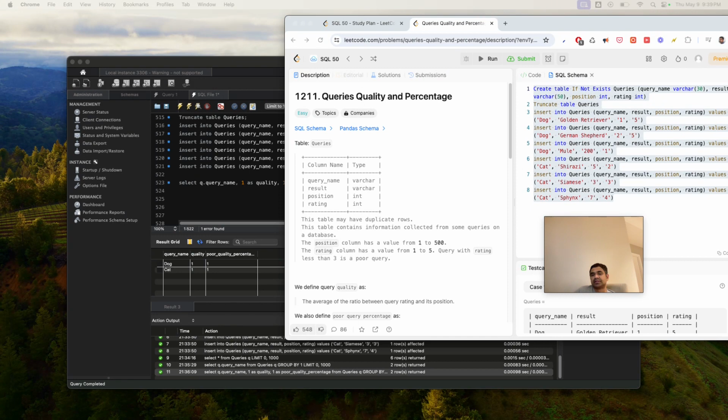So case. So just use a case. That's fine. Let me check if there are any other ways of doing this. But I guess that's the only thing we can do in this case. Let me check. But yeah, there are some other alternate solutions also.